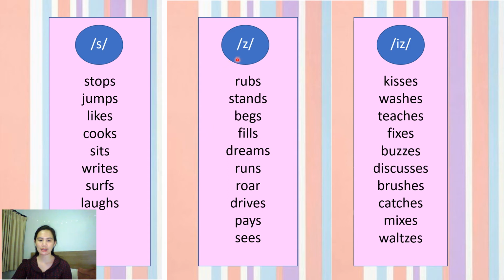S as Z sound. Rubs, stands, begs, feels, dreams, runs, roars, drives, pays, sees.